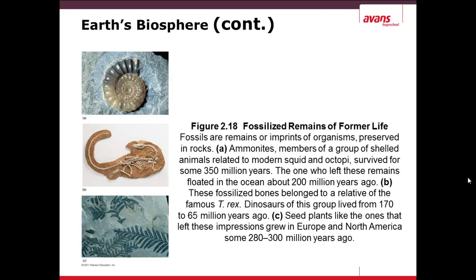So here we see some of the fossilized remains of former organisms. In photo A, you see an ammonite, which is a member of a group of shelled animals related to modern squid and octopi, approximately 350 million years ago. And B, these are the fossilized remains of a relative of the Tyrannosaurus rex, a dinosaur in this group which lived approximately 170 to 65 million years ago. And in photo C, you see fossilized evidence of seed plants as they grew, which left their impressions in Europe and North America, approximately 280 to 300 million years ago.